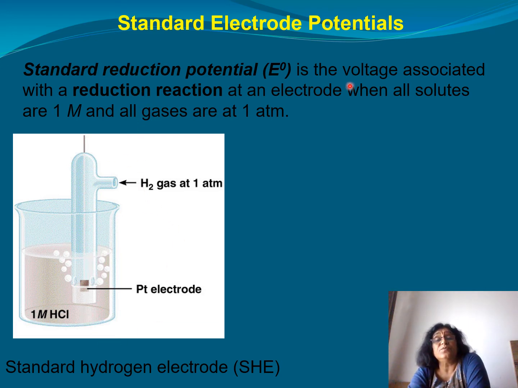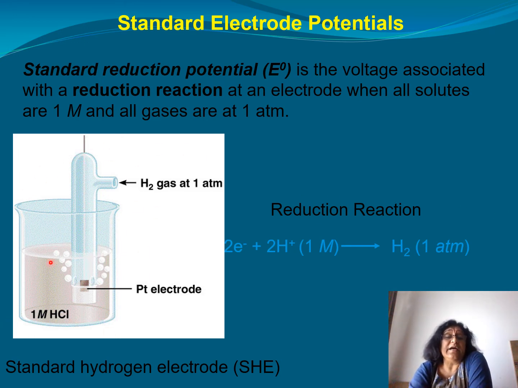So the standard reduction potential is the voltage associated with the reduction reactions at an electrode when all solutes are 1 M and all gases are at 1 atmospheric pressure. So we use basically the standard hydrogen electrode to calculate the standard reduction potentials of the various half cells, various electrodes. So this is the reduction reaction. This standard hydrogen electrode can act as a cathode and also as an anode depending on the reduction potential of the second electrode. That means this can undergo reduction and also oxidation.